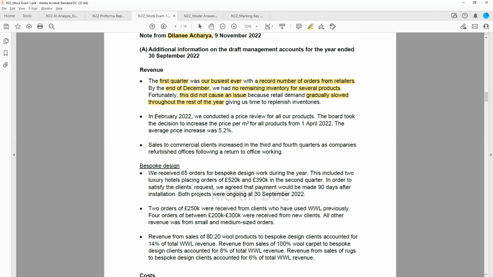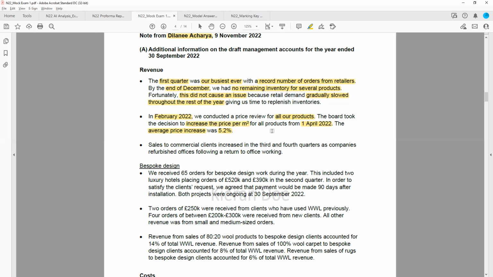So we've got our next point here. In February 22, we conducted a price review for all our products. The board took the decision to increase the price per metre square for all products from the 1st of April 22. The average price increase was 5.2%. So we can see here there's a price review for all products. There was an increase in the price per metre square for all products on this day. The average price increase was that.